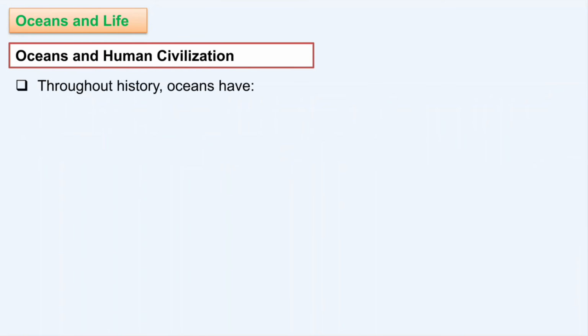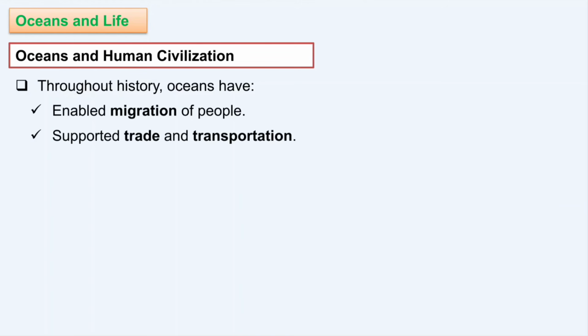Oceans and human civilization. Throughout history, oceans have enabled the migration of people. So how have oceans helped humans? They helped people migrate, that is, go from one place to another, isn't it? And they support trade and transportation. Through oceans there is widespread trade and transportation, isn't it? Why? Because the cost is very low. If we started transporting everything by air, what will happen? It will cost lots of money. But if we are trading through ships, it costs us less money. And in earlier days, before the invention of flight and all, oceans were the only route through which trading was happening, isn't it?